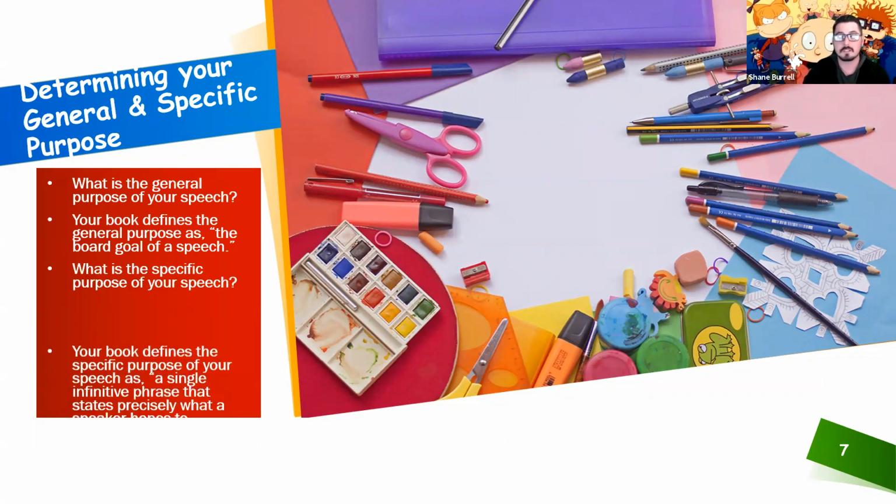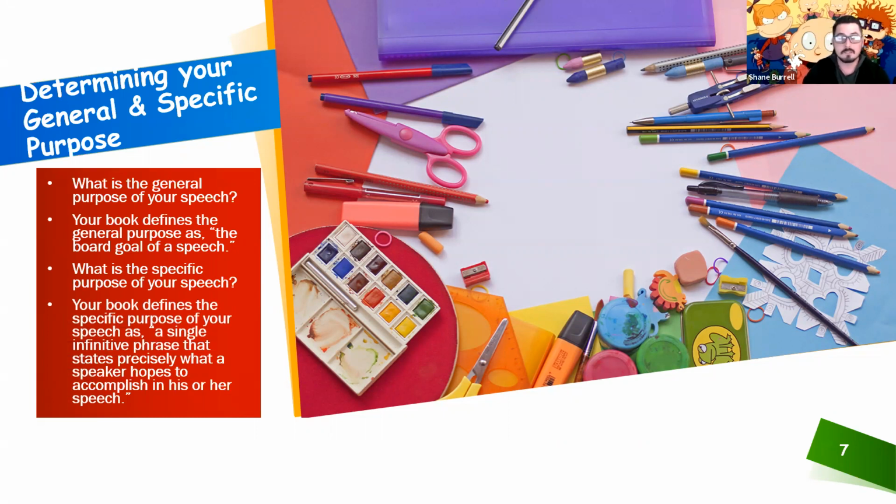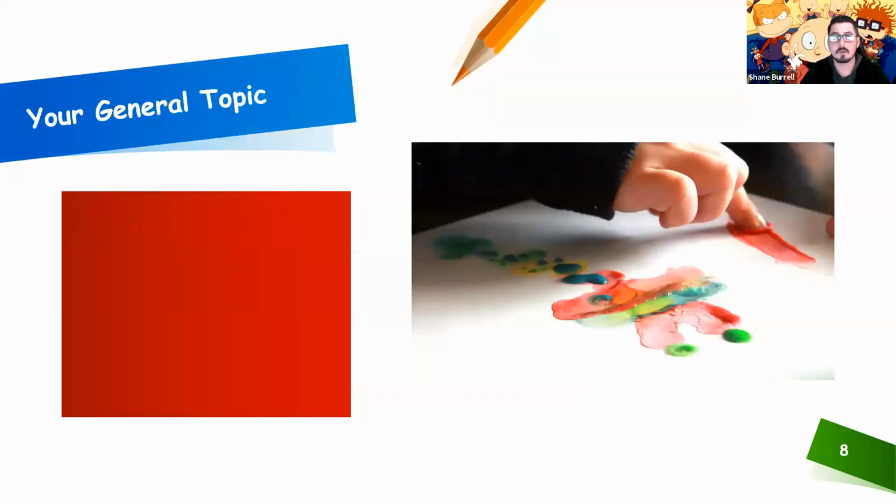That's defined in your book as a single infinitive phrase that states precisely what the speaker hopes to accomplish in his or her speech, or their speech. We're going to talk about what that actually means and how to convey this. And so going forward, your general topic, we're going to break this down so you guys can have a general idea of what's happening within the general versus specific.